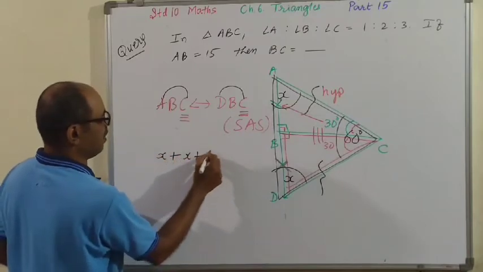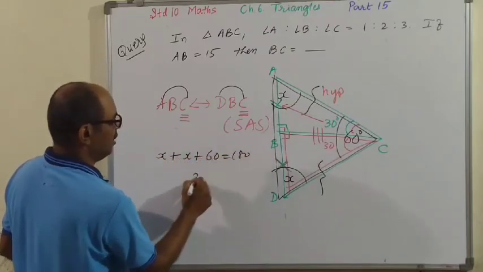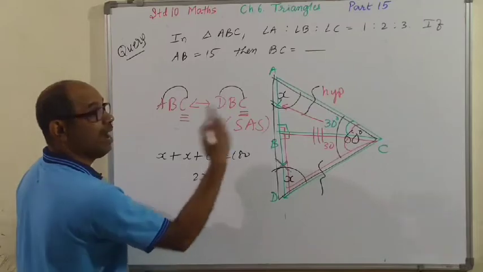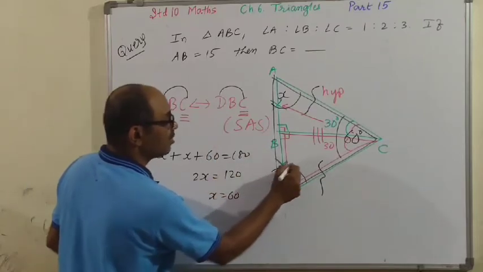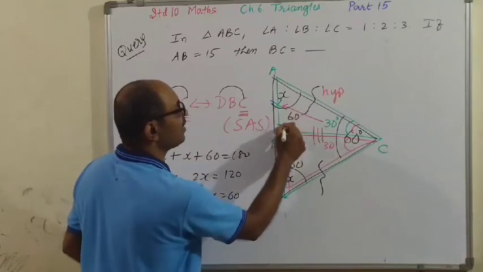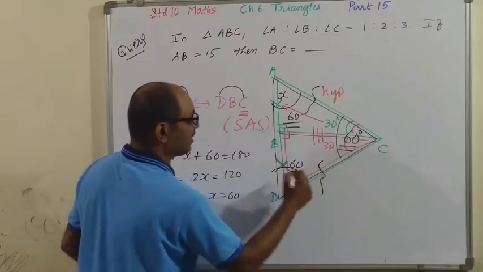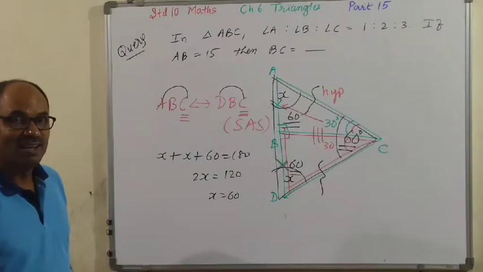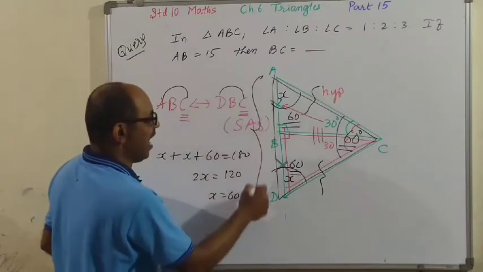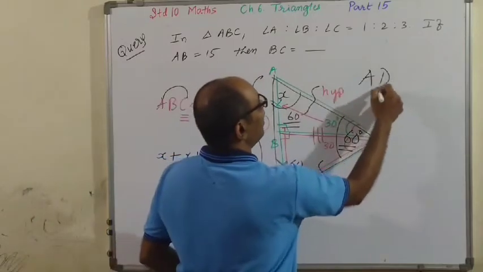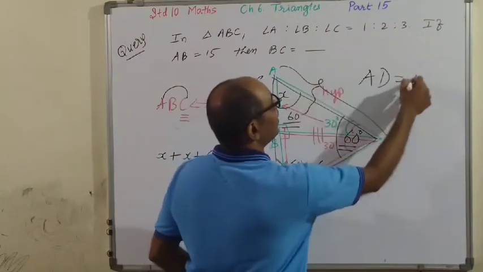X plus X plus 60 is equal to 180. So that gives me 2x is equal to 180 minus 60, 120. Therefore, x is equal to 60. So this is 60, this is also 60. 60, 60, 60. Equiangular, so equilateral. So I can say AD is equal to AC.